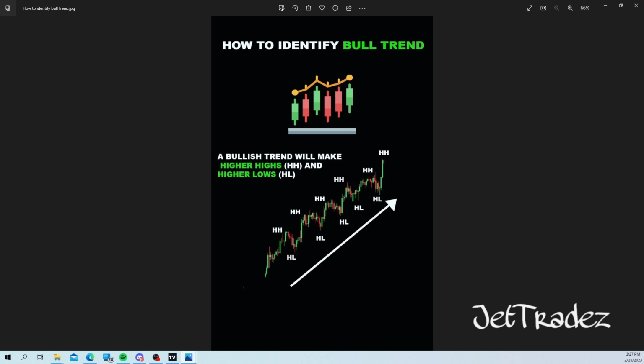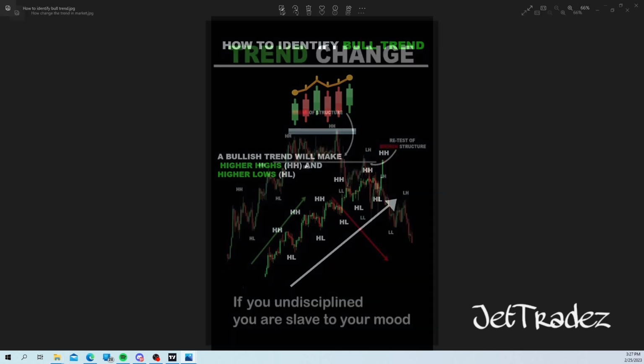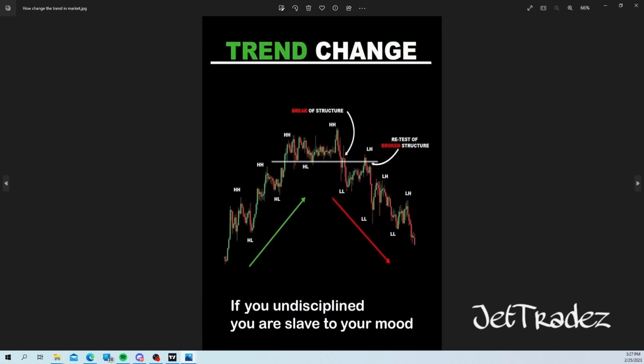So how do you know the trend change is going to happen? What happens is that instead of creating a higher high, it breaks the structure of the last higher low, and it creates a lower low. Now all you want is for it to come back up, to see where it breaks off and creates a lower high, to retest the broken structure, and it drops and creates lower low, lower high, lower low, lower high, and you take it more down. You just have to be really careful.